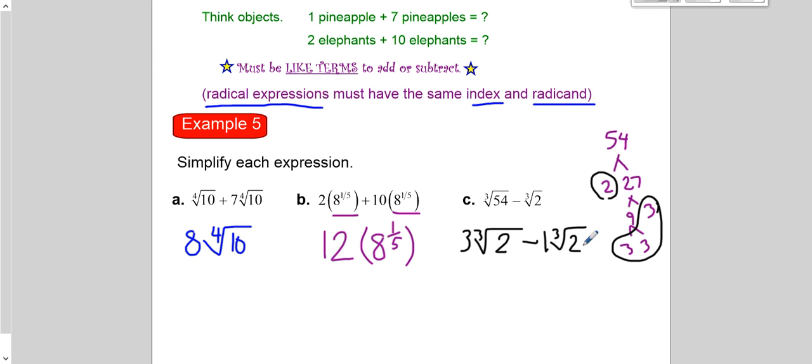Very helpful to put that 1 in there, the invisible 1 coefficient like I did over here. 1 plus 7 was 8. 3 minus 1 is 2. 3 of these minus 1 of these is 2 of these. So it's 2 cube root of 2. All right, these were like terms. They had the same index and same radicand. So it's cube root of 2, cube root of 2. 3 minus 1 of them is 2. 2 cube root of 2.